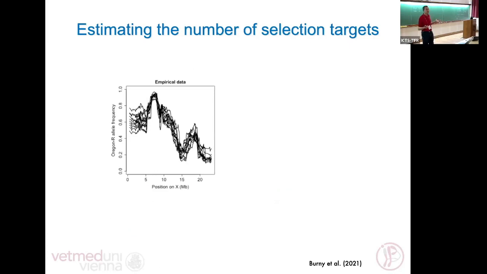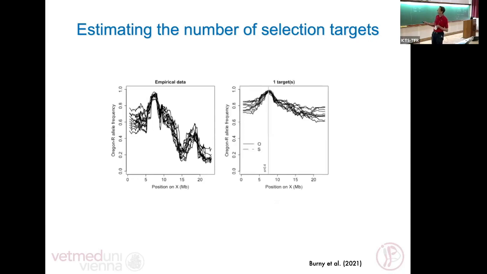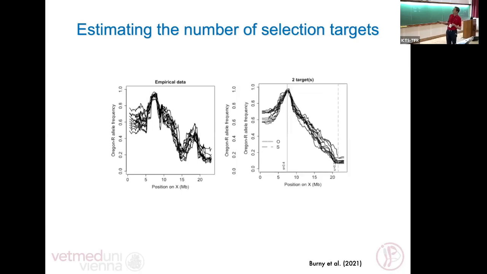So how can we use this selection response to estimate the number of loci? This can be a very simple-minded procedure. We can say, well, maybe we think there is one selection target. So we place a selection target there, and then we simulate it and ask, does the simulated curve look similar to our empirical data? I think we don't need a theoretician to tell us that this is not true. So we put a second locus there and ask, does the simulated data now look like what we have in the empirical data? And you still don't find a match.